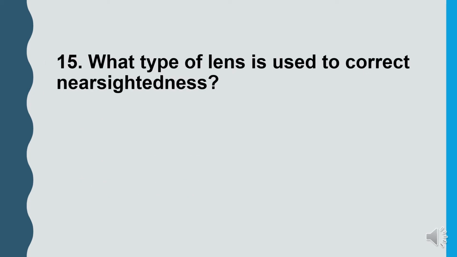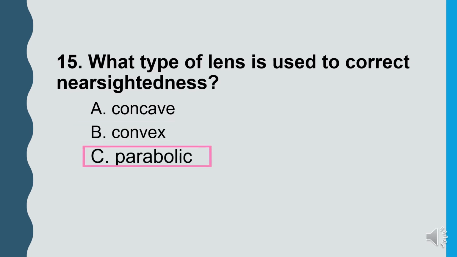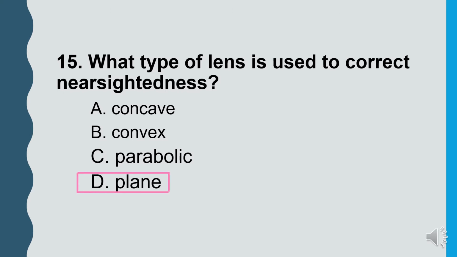15. What type of lens is used to correct nearsightedness? A. Concave. B. Convex. C. Parabolic. D. Plane.